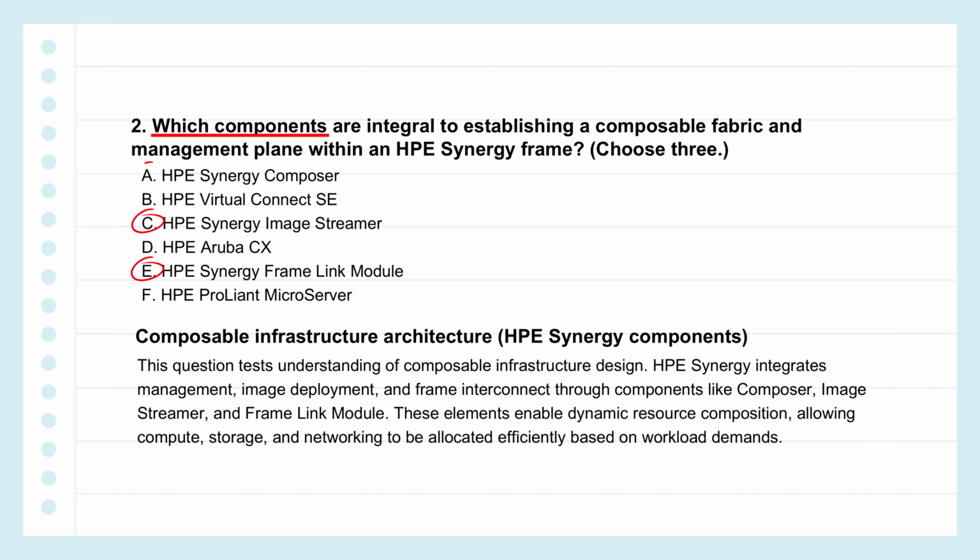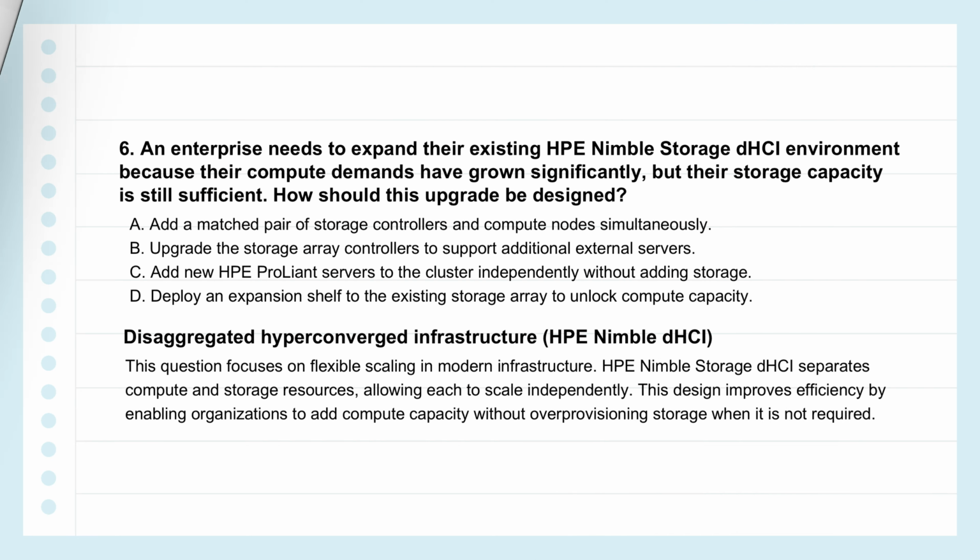What happens when an enterprise needs the benefits of hyperconvergence, but their growth isn't symmetrical? That leads perfectly into question 6. An enterprise needs to expand their existing HPE Nimble Storage dHCI environment because their compute demands have grown significantly, but their storage capacity is still sufficient. How should this upgrade be designed?